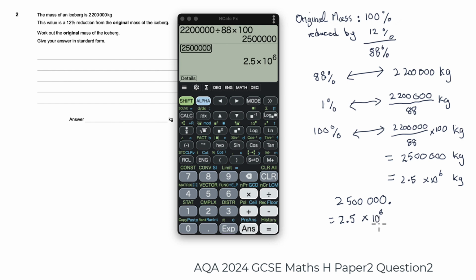So that's really 10 to the power 6, 6 tens multiplied together, that gives you 1,000,000. If you're multiplying 2.5 by 1,000,000, you get 2,500,000. But this is now called standard form.